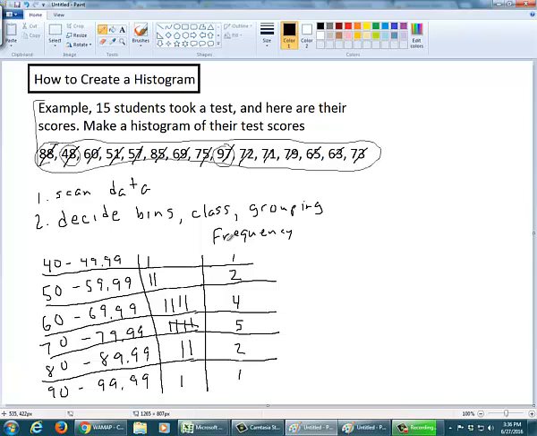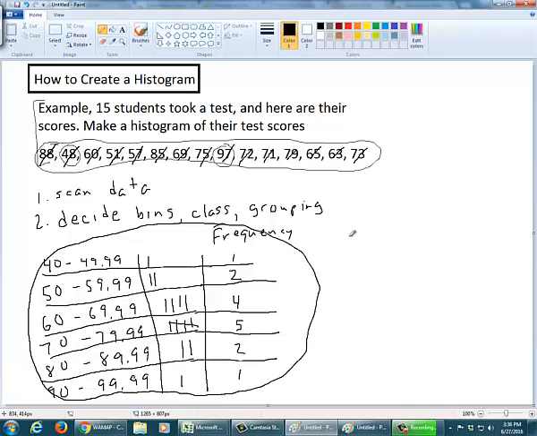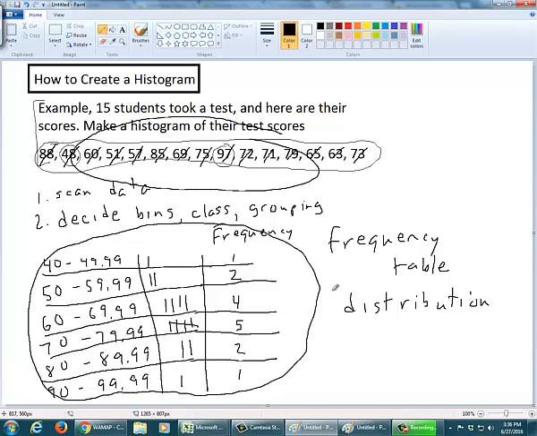So this table right here, this table I just made, this has a special name. This is called a frequency table. Also, it's known as a frequency distribution as well. The distribution means how are these students' test scores being distributed across the spectrum? And so you can see they're ranging from 40s up to almost 100.